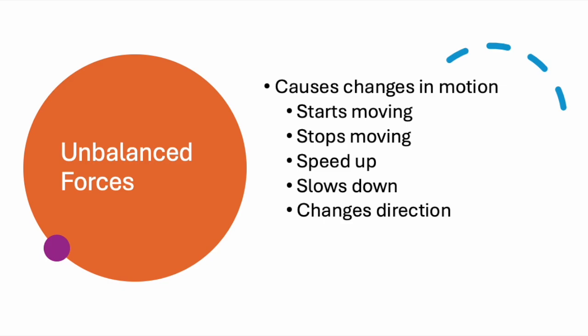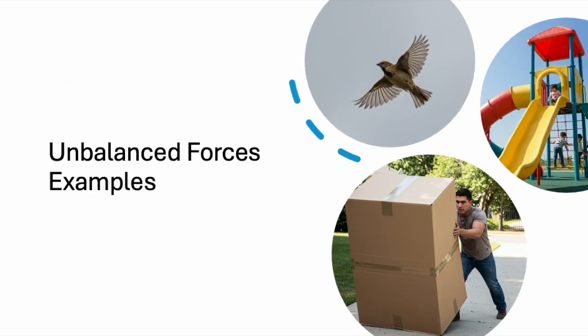This motion change can be either the object starts to move, stops moving, speeds up, slows down, or changes its direction. Let's look at some examples of opposing forces. First off, friction. When you slide down a slide, gravity pulls you down, but friction between you and the slide opposes the motion, slowing you down.